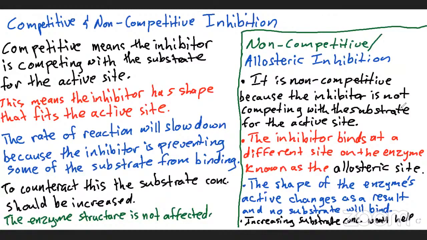So just remember, in allosteric, it is binding elsewhere on the enzyme, and it is going to change the active site. When you change the active site, the substrate is not going to bind to it. So because the substrate is not binding to your enzyme, it doesn't matter if you increase it. Increasing the amount of substrate will not help. It will not increase the rate.